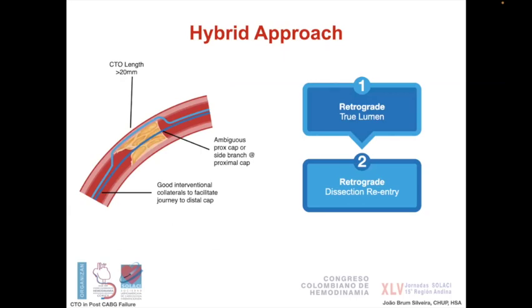We used a hybrid approach in this patient, and the main point to discuss is always the proximal cap. The proximal cap is ambiguous, and we don't know the length of the lesion, but we have a very good distal connection from the epicardial from the right to the LAD. This is why we took as a primary intention to do this procedure as a retrograde approach. We can do it as retrograde through the true lumen, or as retrograde with dissection and re-entry with reverse CART.